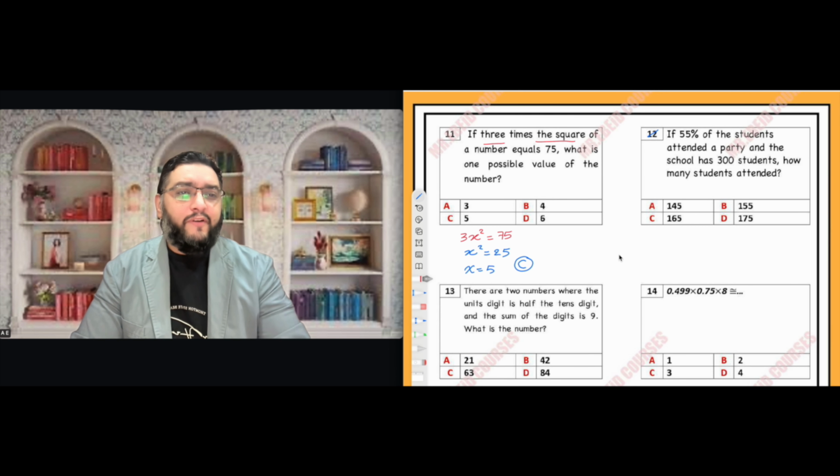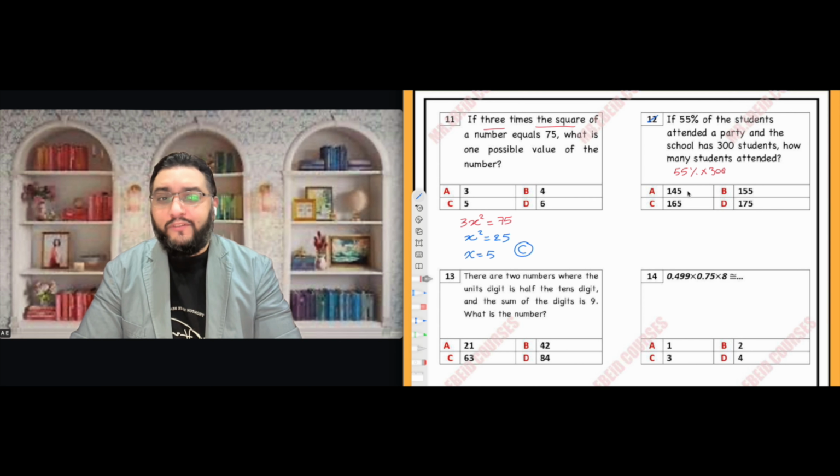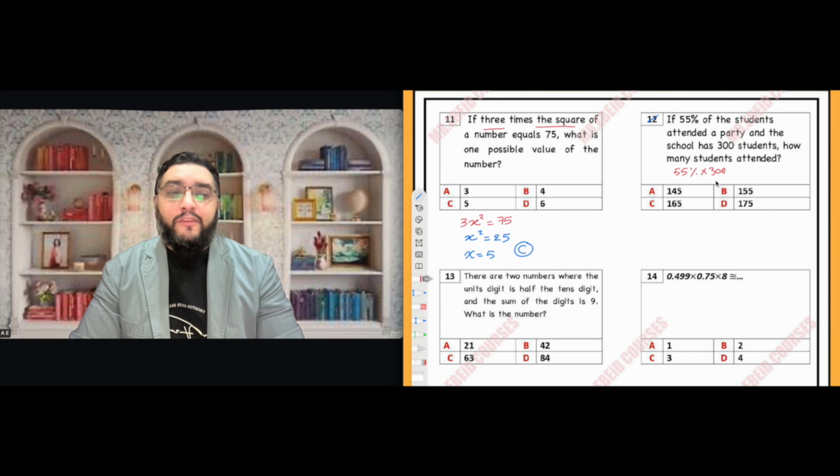If 55% of students attended a party of a school, and the school has 300 students, how many students attended? So we want to calculate 55% of 300. We have several methods to answer this question. One student changes 55% into 55 over 100, multiplied by 300, and checks what the answer equals.